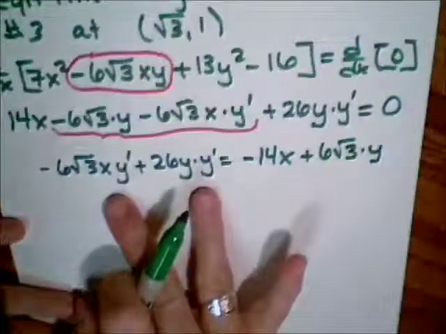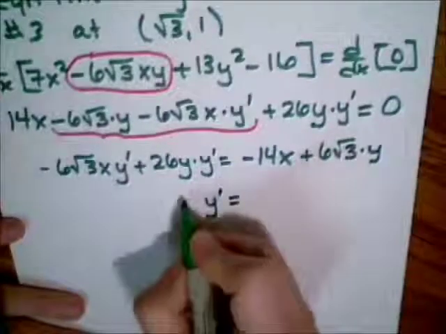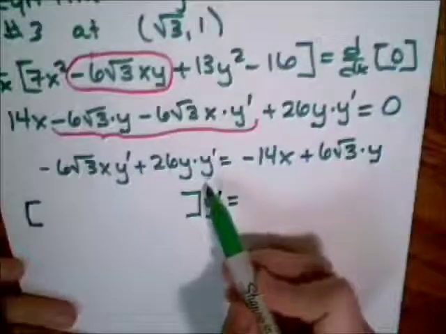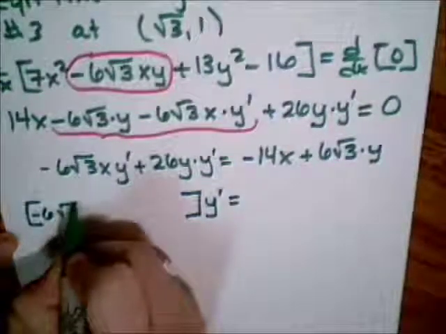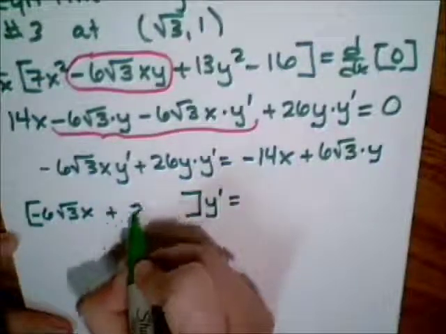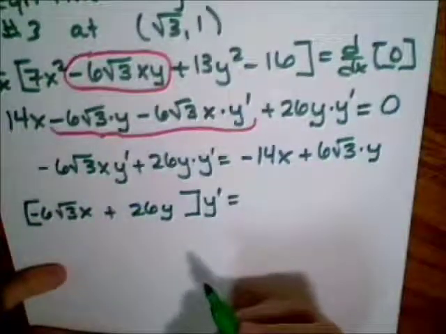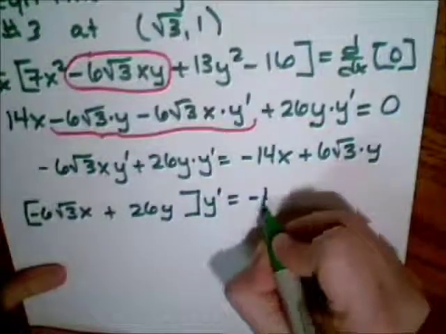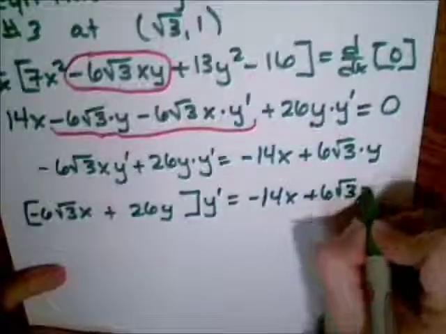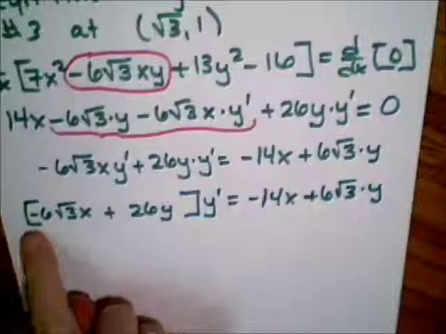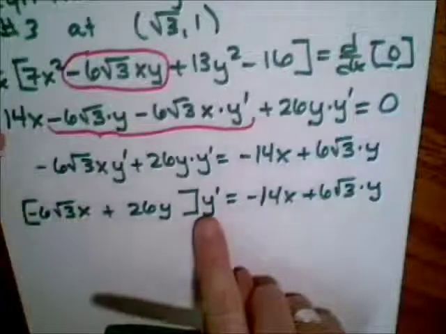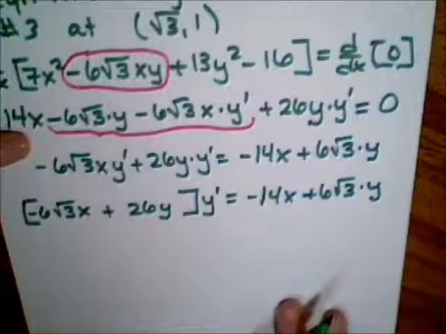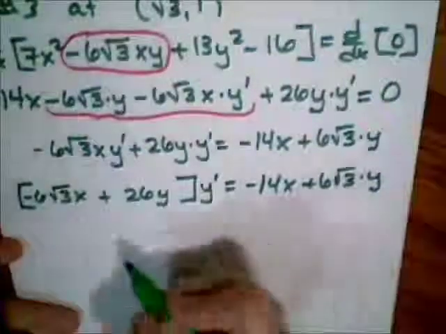On the left-hand side, both terms have a factor of y prime. So we can factor out that common factor. It may not be the greatest common factor, but it's a common factor. And that leaves us with the sum, negative 6 square root 3x plus 26y, in the parentheses. We'll copy down the right-hand side because we want to keep the equation balanced. Okay. So this equation that describes the relationship among x, y, and y prime is the same as either of the 2 previous equations. Okay, well now the algebra is almost done.